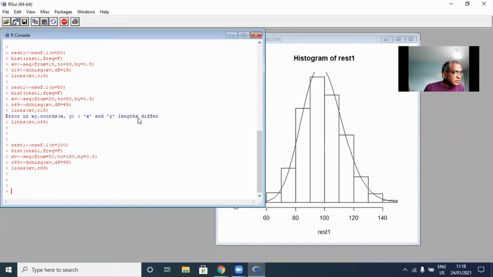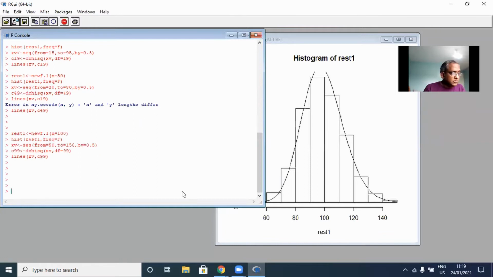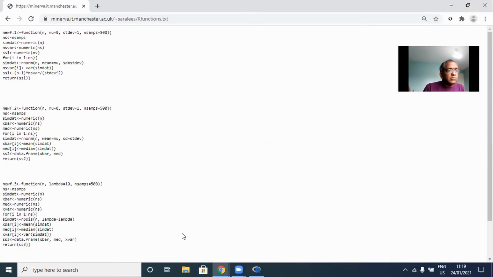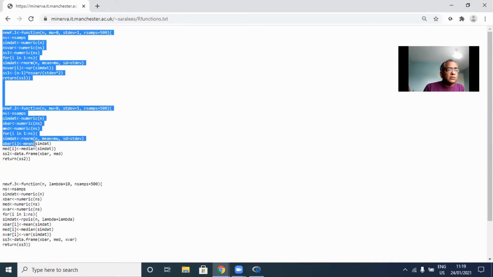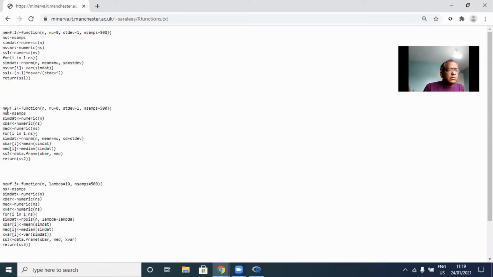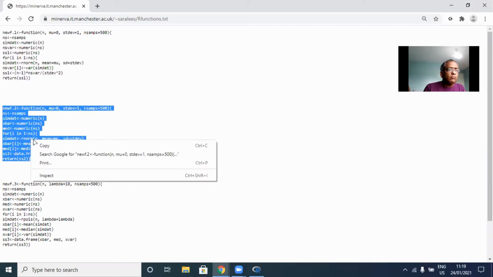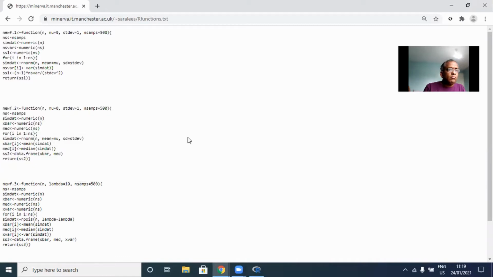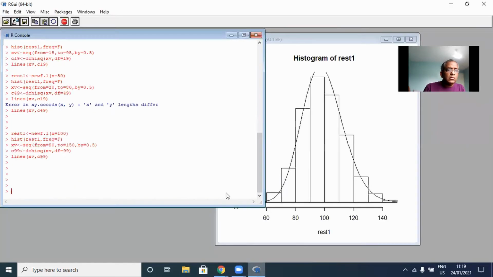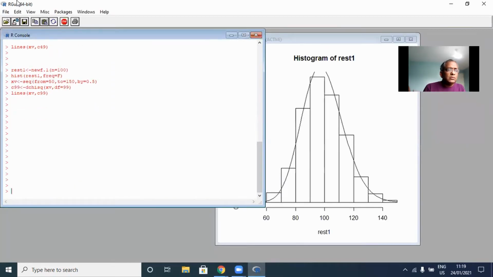Now to do the second exercise, let's go back to the course website, this one. So the second exercise relates to this function here. It's this function. All right, let me copy and paste it here.